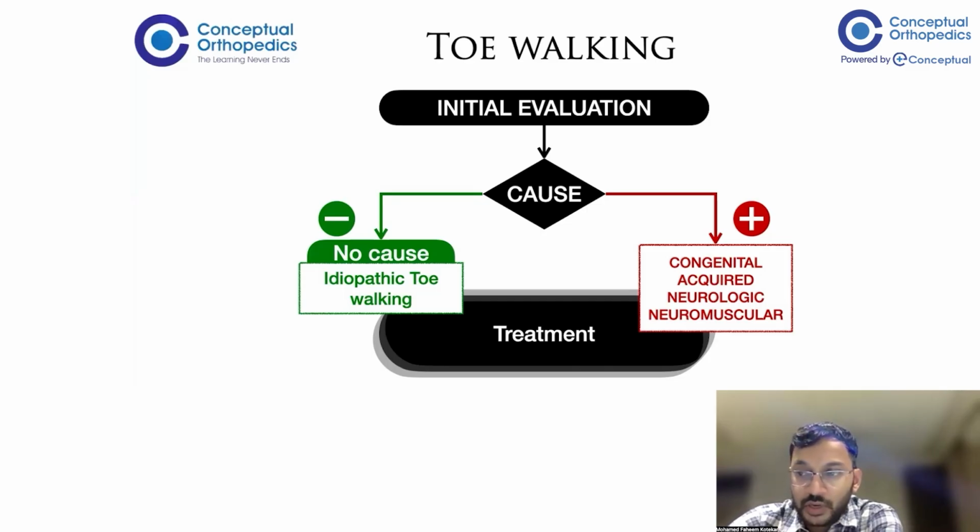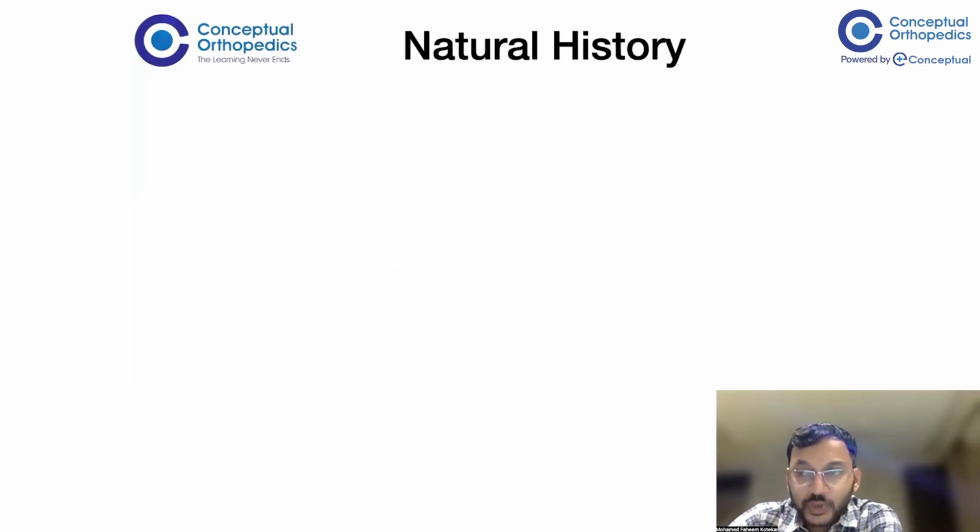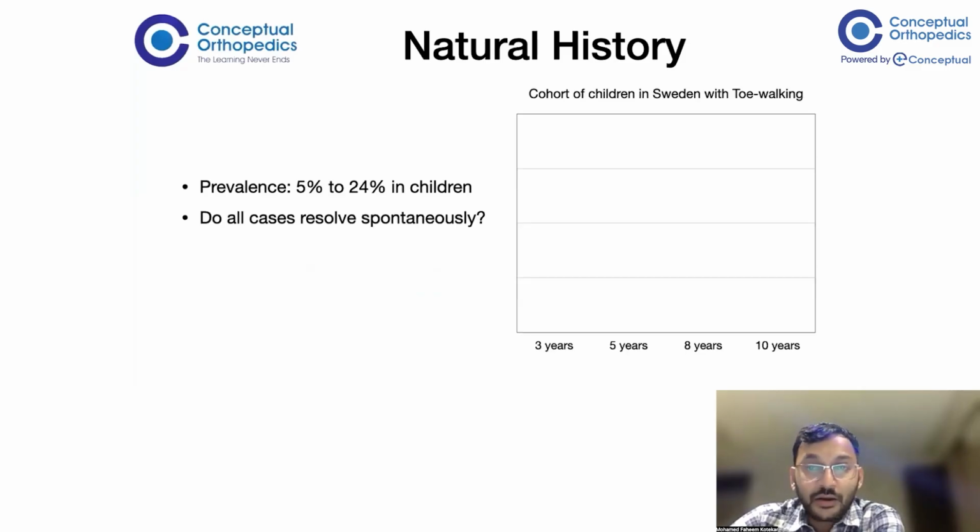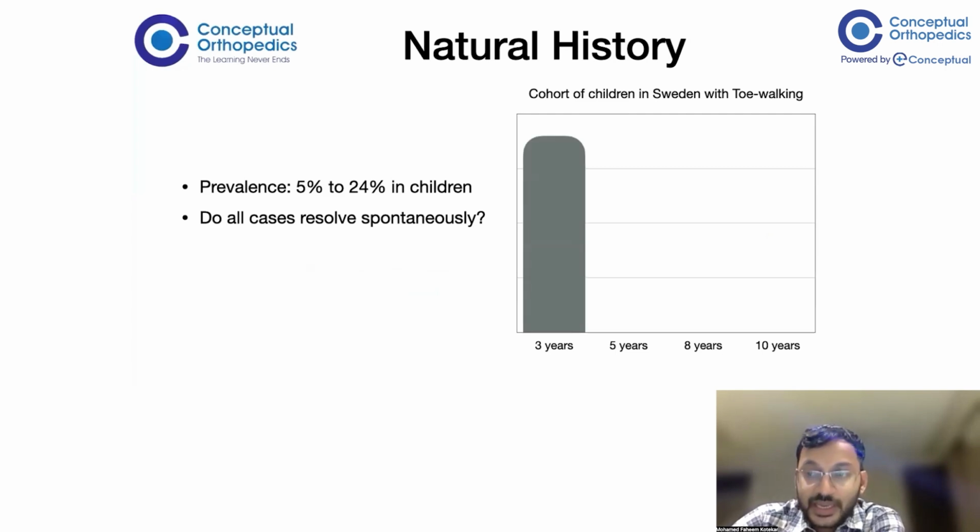Natural history wise, about 5 to 24% of all children suffer from toe walking, and most of these cases resolve spontaneously. One of the cohorts which was done on the natural history happened in Sweden, where about 1,500 odd children had toe walking. Now, out of this, about 7 to 8% had toe walking which resolved.